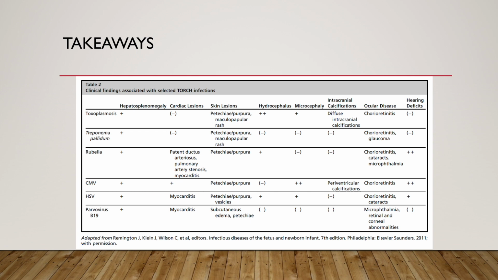Finally, for parvovirus B19, hydrops fetalis is the buzzword that is often associated. You will want to look for maternal risk factors as well as maternal infection, as well as the congenital syndrome, which can have subcutaneous edema, myocarditis, and ophthalmologic abnormalities.